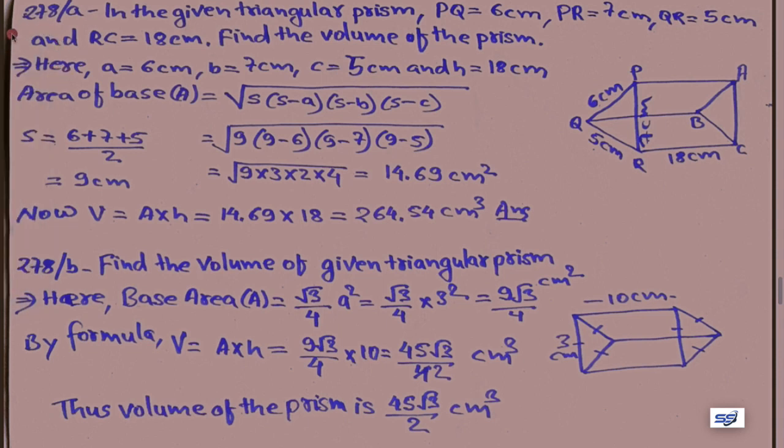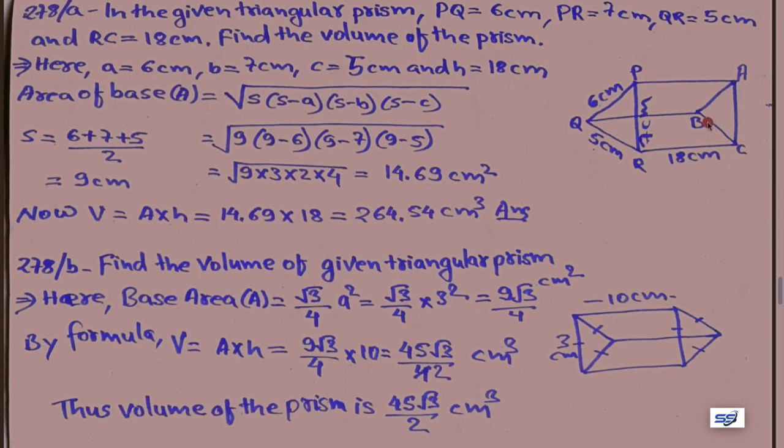Question number 278 upon A. In the given triangular prism, PQ is equal to 6 cm, PR is equal to 7 cm, QR is equal to 5 cm, and RC is equal to 18 cm. Find the volume of prism.